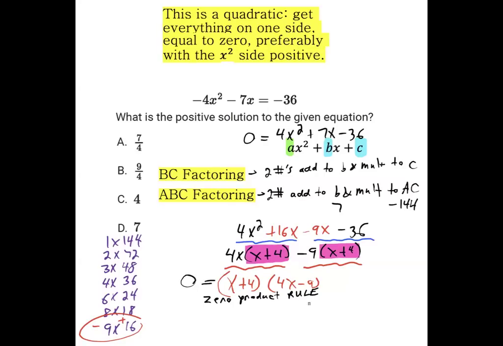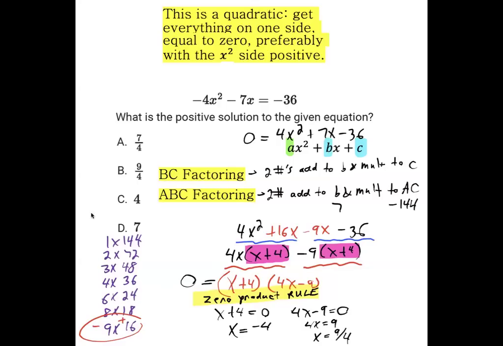That's because two things can't multiply together and give you a product of 0 if one of them is not 0. So the zero product rule allows you to say x plus 4 is 0, 4x minus 9 is 0. And so here, if you take away 4 from both sides, you'll have negative 4. Here you can add 9 to both sides and then divide by 4. So you have negative 4 as one of your answers and 9 over 4 as the other answer. Let's make that neater.